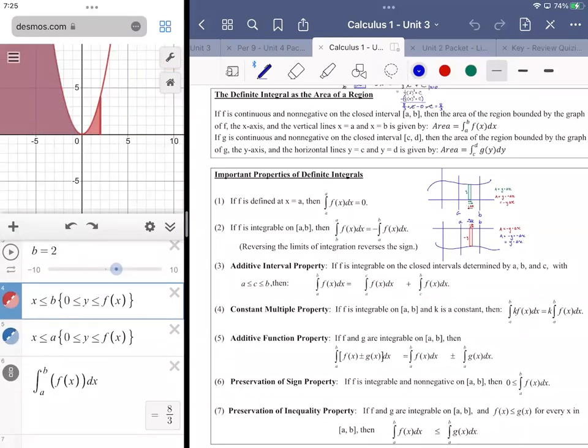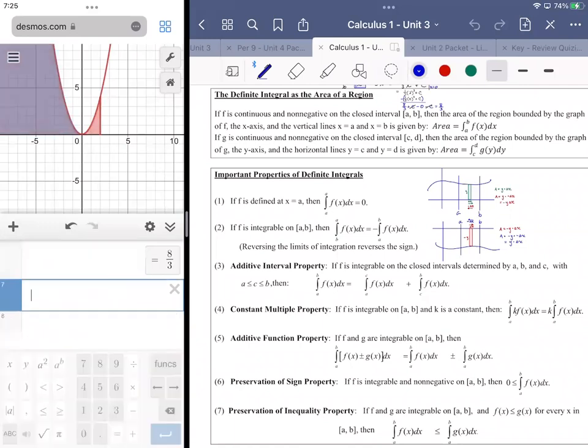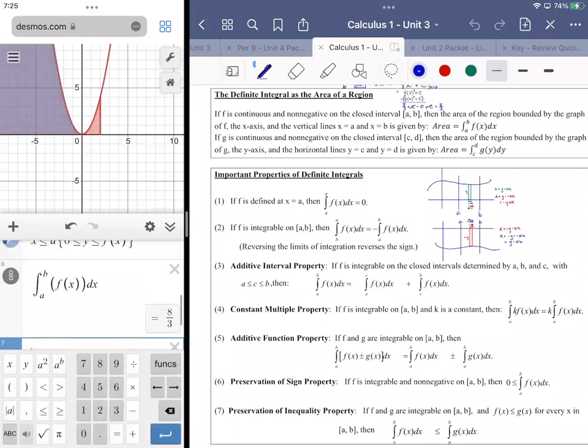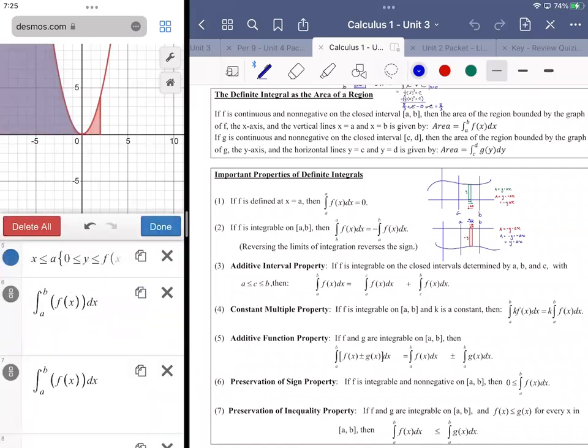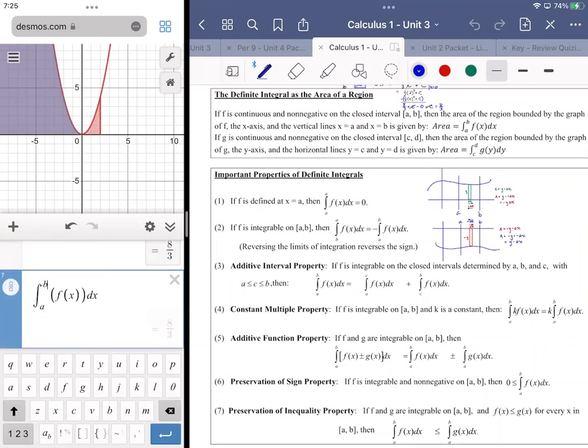All right, well, anyway, so what we're looking at here, again, is an area of 8/3. If I have the reverse of that, so swap my bounds of integration, this would be the instance where I'm going from right to left as opposed to left to right.